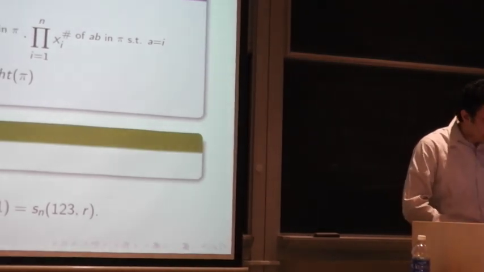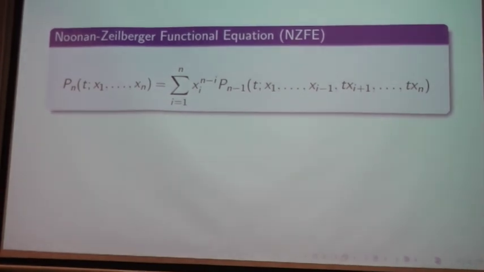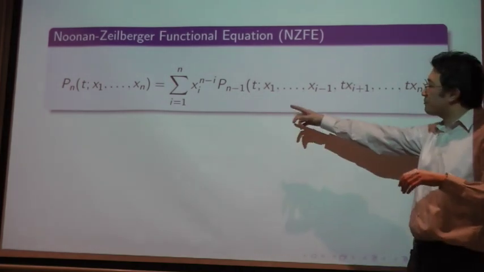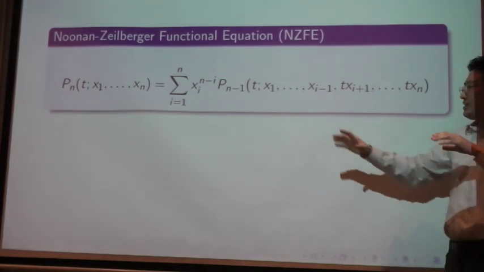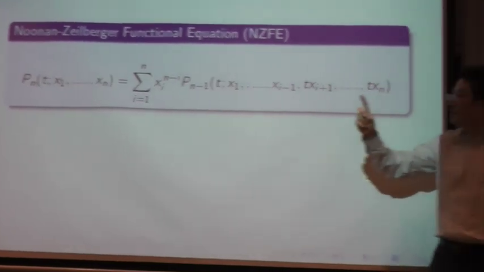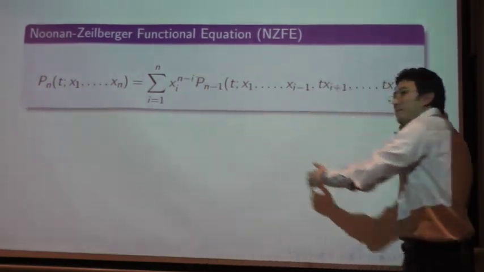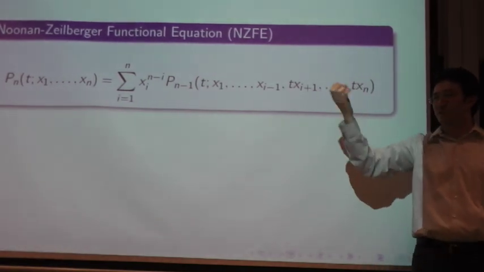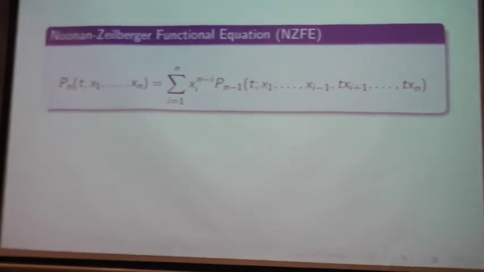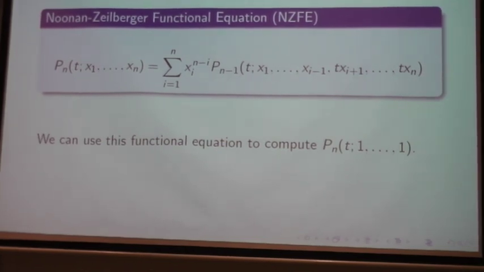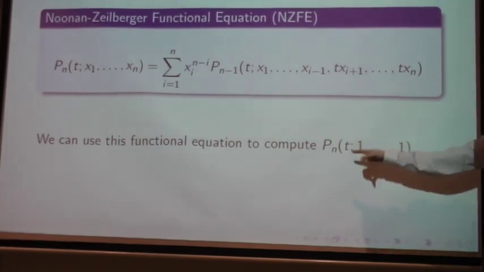Without going into great detail, in a previous paper by Noonan and Zeilberger, for that specific polynomial Pn, they derived this functional equation. Essentially, this functional equation says if the permutation you're considering begins with the term I, then this is the weighted sum of that. And then I ranges from 1 to n, so I represents the starting term of the permutation. You can finagle this functional equation out, and then the goal is to use this functional equation to quickly compute this thing.